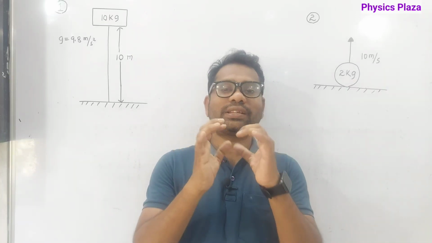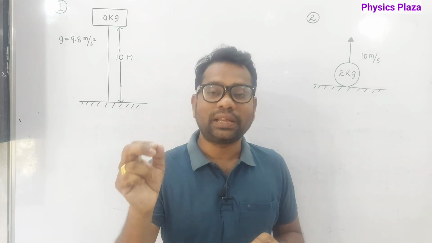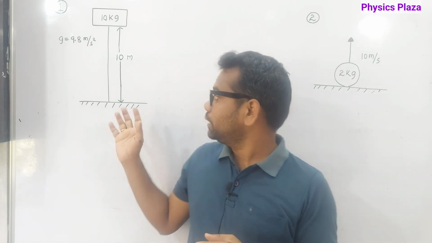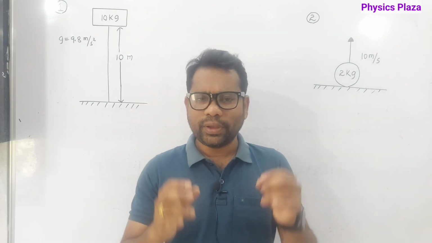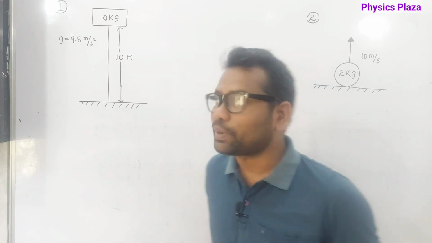But children, one condition is there. What is that condition? Air resistance must be neglected. So first, in the two examples, let us see where air resistance is neglected. Okay children, fine. Let us start the first numerical.